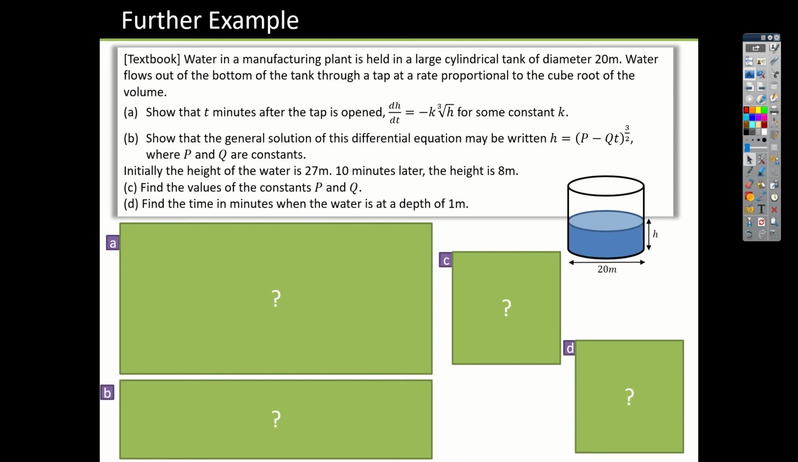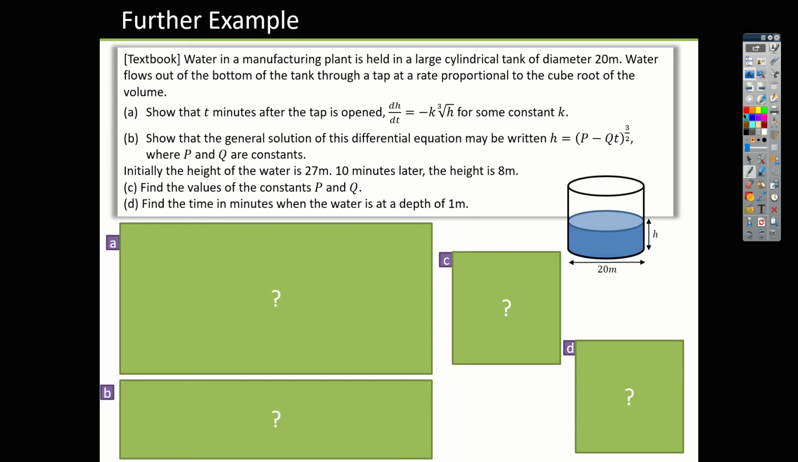You've got some kind of container normally that's filling up with water or some liquid and might be leaking out water at the bottom as well. So here's the picture of what we've got, a large cylindrical tank. The diameter is 20 meters and the height of the water is h. Water's flowing out of the bottom of the tank through a tap at a rate proportional to the cube root of the volume. So lots of keywords there that allows us to write some things down.